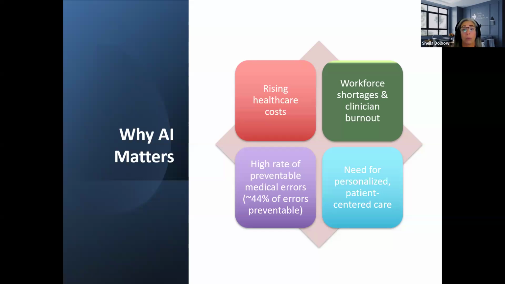We have a high rate of preventable medical errors. We've talked about that over a couple of webinars that we've done already, in which almost 50% of our errors are preventable. So what are things that we can do to help mitigate some of those preventable patient harms and reduce them? And then we also, in our very first webinar, talked about the need for very personalized care and making sure that we go towards a patient-centered care model and how we tailor things to each individual person, looking at them as a whole patient and not just a disease process.